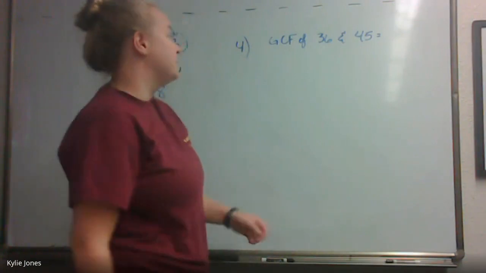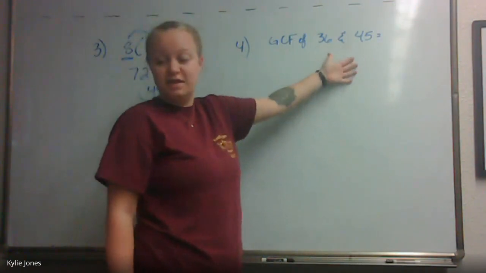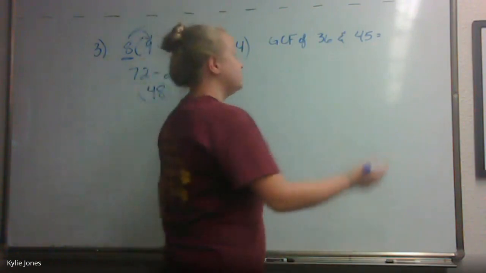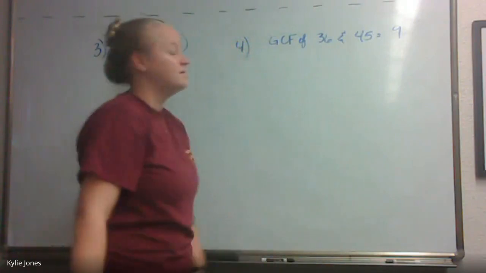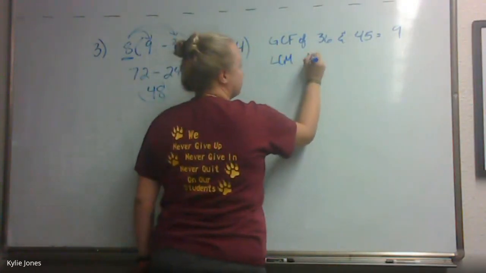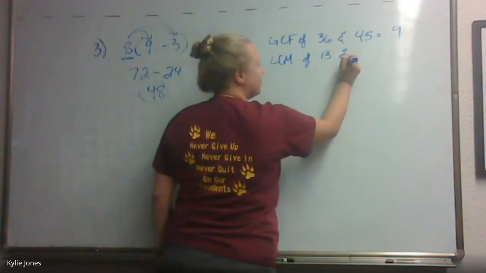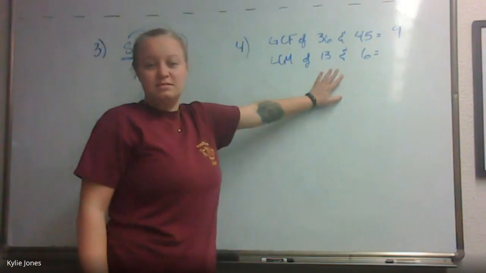Alrighty. We don't necessarily have time to go over it, but you guys know how to find the GCF. Same process we just did. So the GCF of that one is 9. Then if we're finding the LCM of 13 and 6, did anybody get that? LCM of 13 and 6?